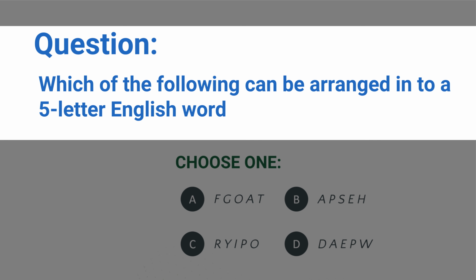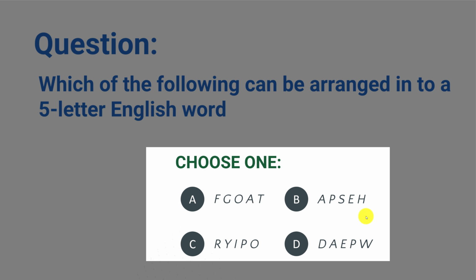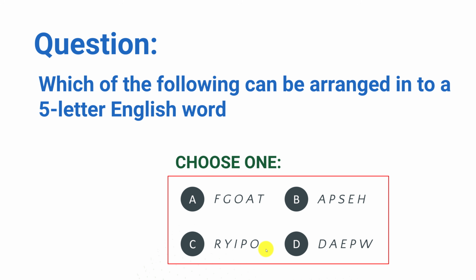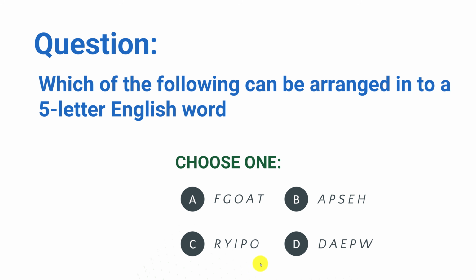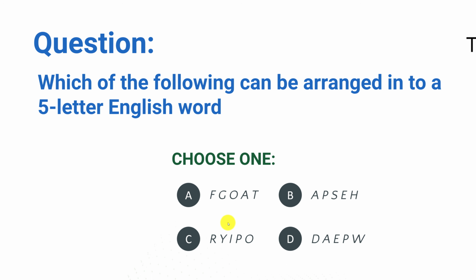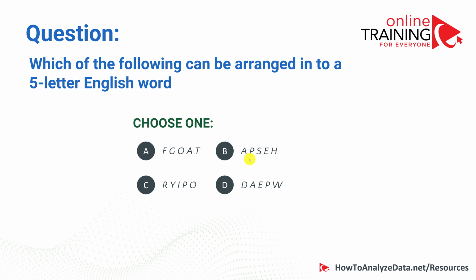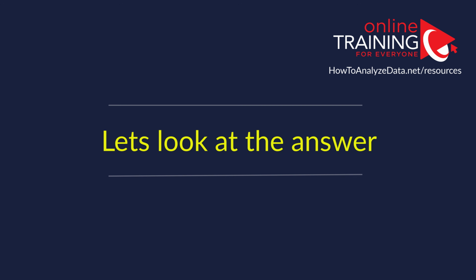So the question: which of the following can be arranged to a 5-letter English word? There are 4 choices with 5 letters each, and you would need to look at each choice and take a guess which one leads to a specific English word. Obviously nobody gives you the English word, so you would have to take a guess on the word and combine these letters so they represent a specific English word. So which one do you think is the right choice?